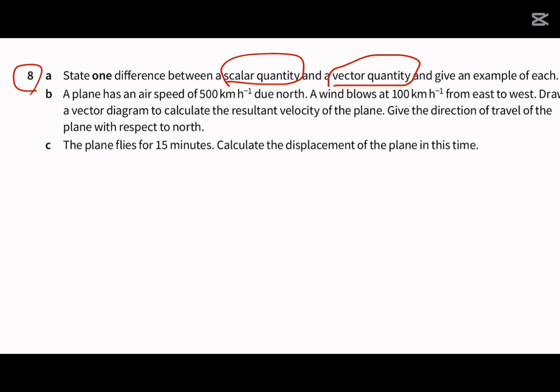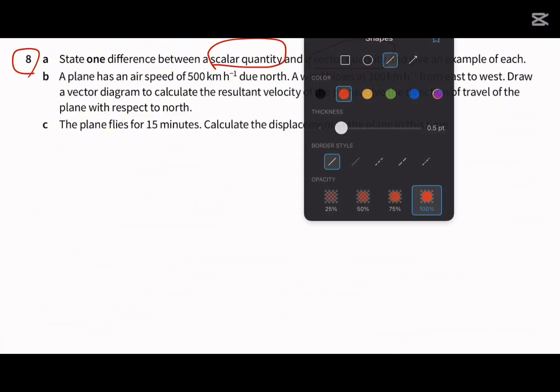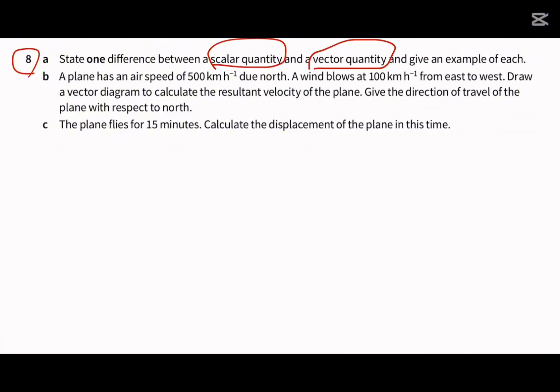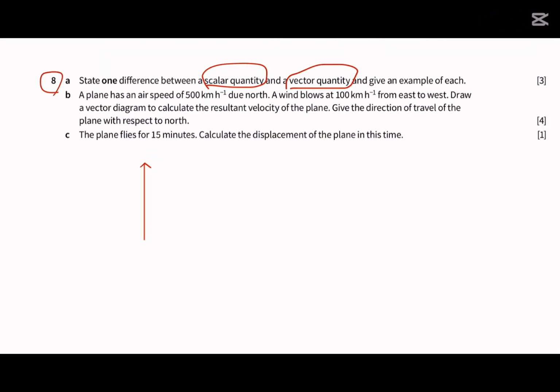A plane has an airspeed of 500 km per hour due north. A wind blows at 100 km per hour from east to west. Draw a vector diagram to calculate the resultant velocity of the plane. Give the direction of travel of the plane with respect to north. So the plane has an airspeed of 500 km per hour due north. Let's draw that with an arrow, and then the wind blows at 100 km per hour from east to west. So it's going like this, right? East to west.